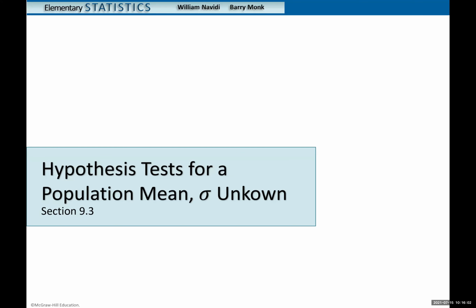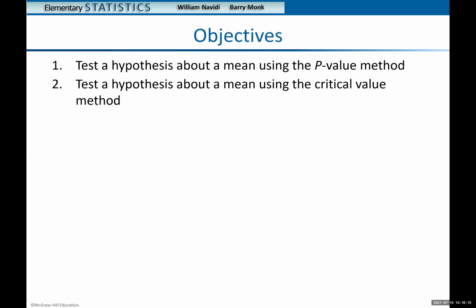Section 9.3, hypothesis test for a population mean where the population standard deviation is unknown. And these are the objectives: test hypotheses about the mean using the p-value method and using the critical value method.